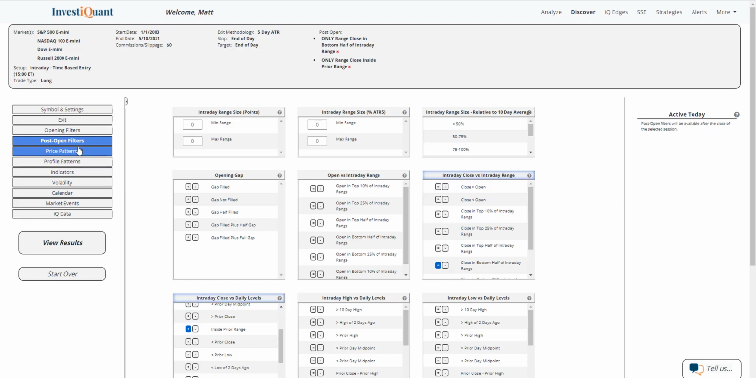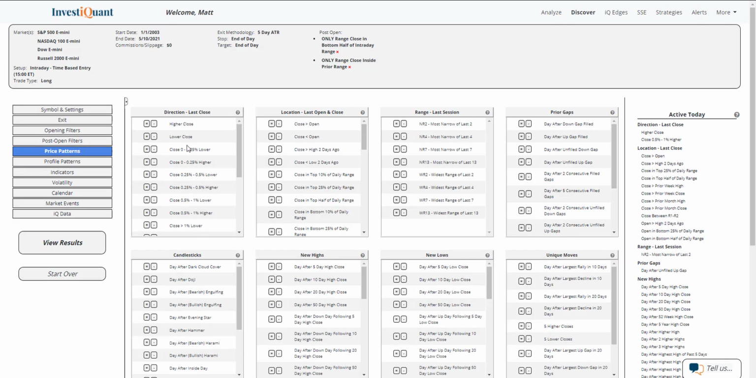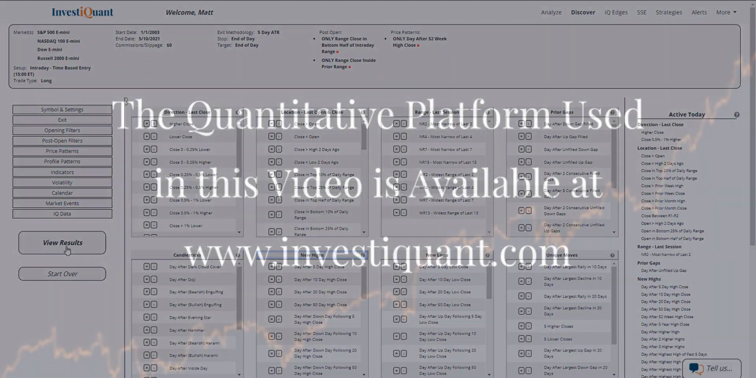Next, I'm going to hop into the price patterns library. In the active today section, I'm going to go to the new highs section and click on day after a 52-week high close. We closed up at a 52-week high on Friday, so I've added that to the test. And now, since that's a 52-week high, I don't need to put in the indicators that put us in a bullish market environment. We are already at the highs of the past year with that pattern. So now I can hit view results.